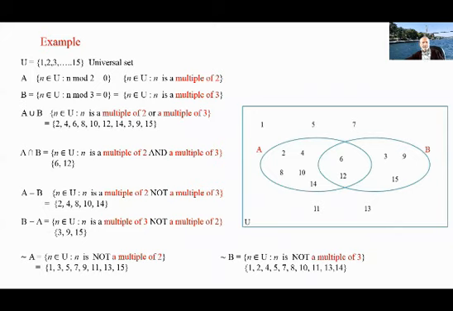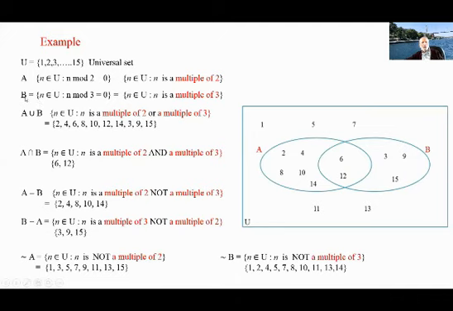Here's an example. I use here the universal set is 1, 2, 3 up to 15. So I have all of them. A is a number between 1 and 15 which is a multiple of 2. We can say n mod 2 is 0. So A is all multiples of 2.